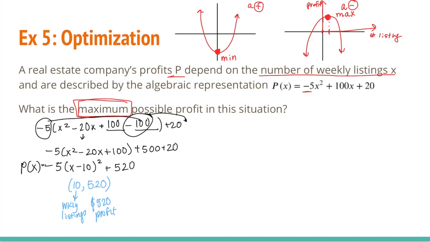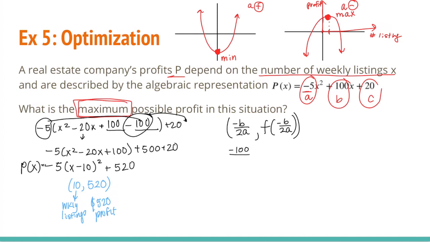Now we could do that every time. We could complete the square, or we could remember that our vertex is also our -b over 2a, and then our y value is just that x value plugged into the function. Okay, so let's test that out. Our a is -5, our b is 100, our c is 20. -b over 2a, that would be -100 over 2 times -5. I get -100 over -10. Let's simplify that to +10. Okay, that matches.